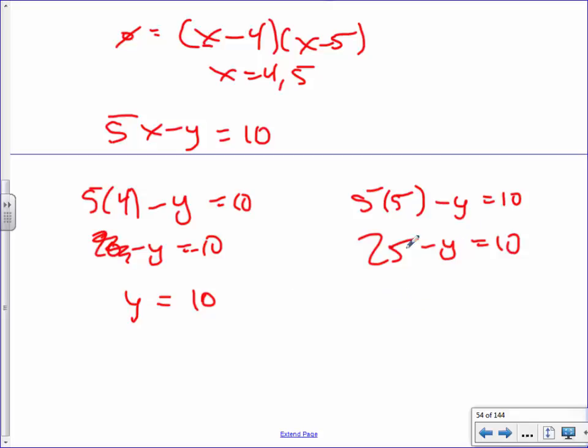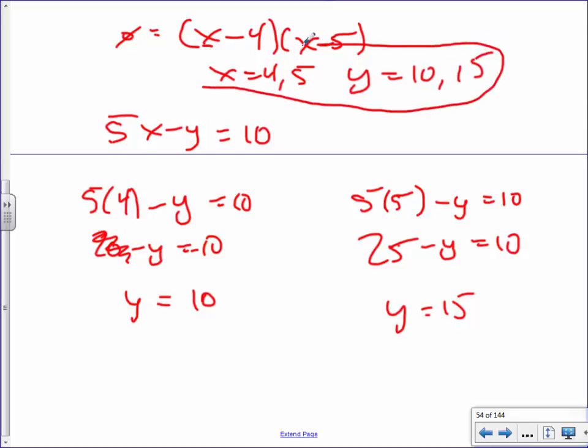I'm kind of just doing this in my head. 25 minus what number gives me 10? 15. So how many answers are there? 4. X is 4 and 5. Y is 10 and 15. There's all our answers. It's gross.